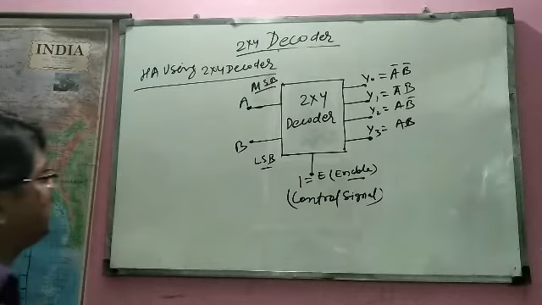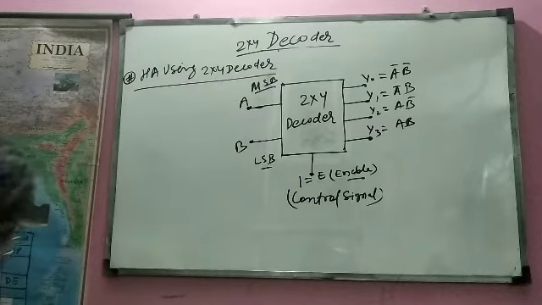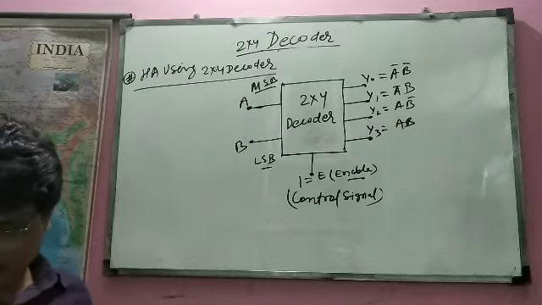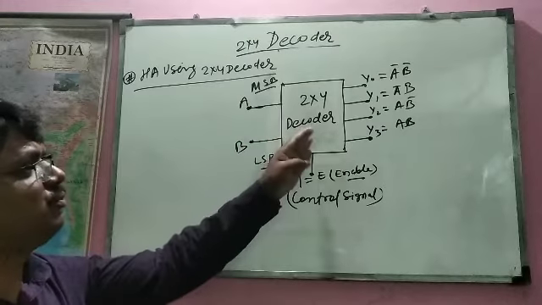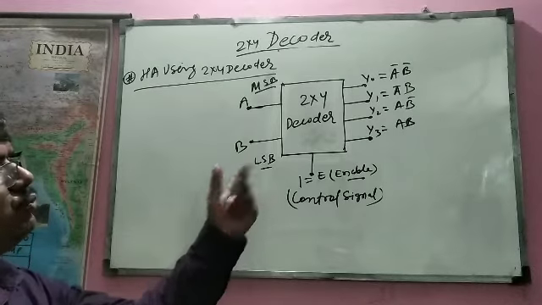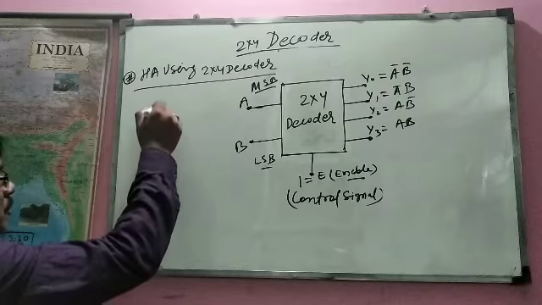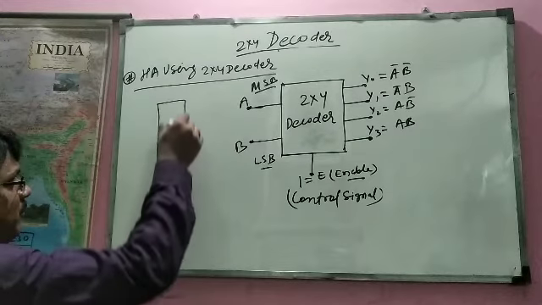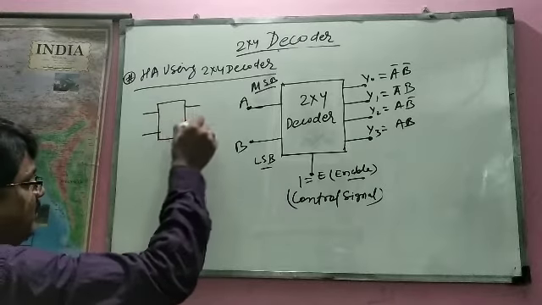We are taking this example because it has been asked in several examinations. That's why we are considering this 2:4 decoder here. This is the reason I am choosing this one. So tell me, what is the input and what is the output of the half adder?